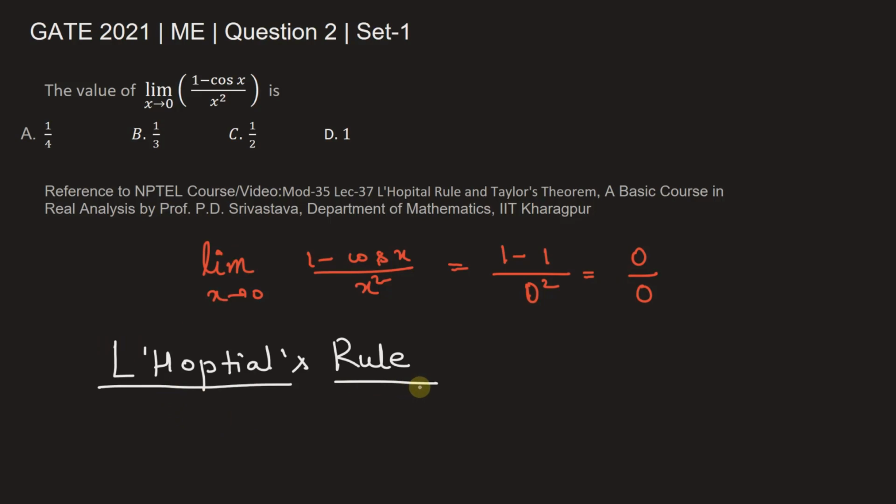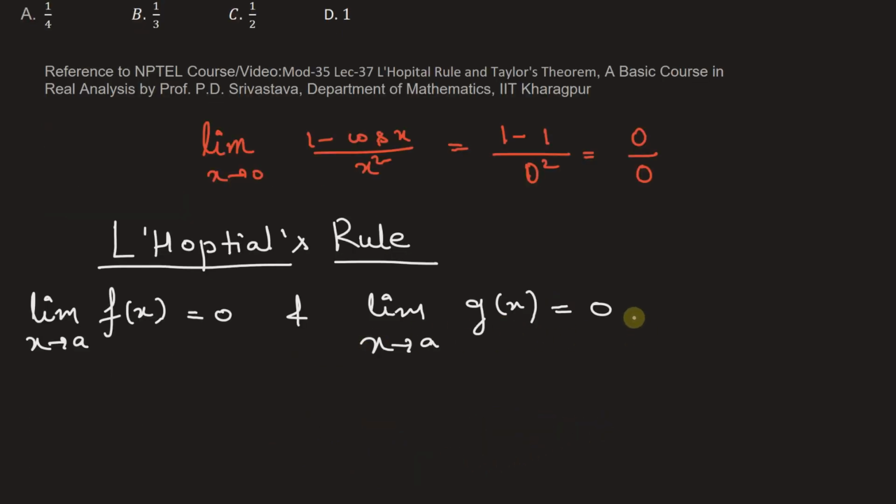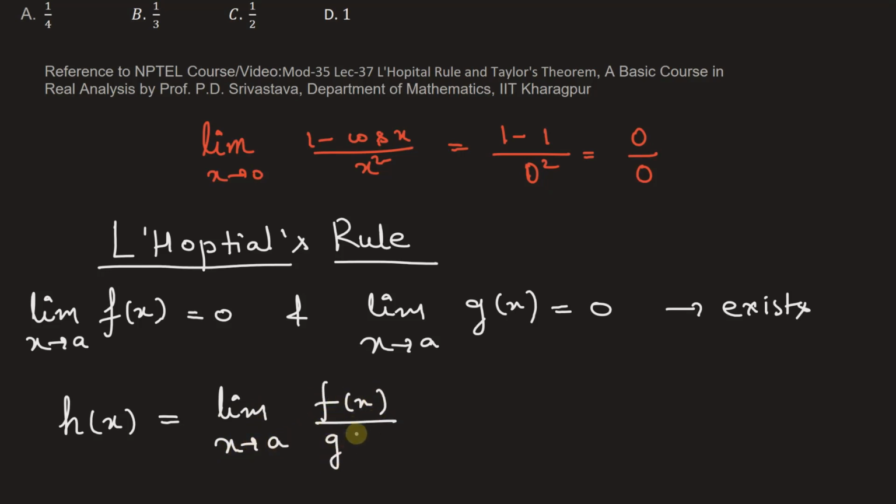Now let's understand what L'Hopital's rule says. It says suppose there is a function f of x, that is limit x tends to a, f of x equal to 0, and limit x tends to a, the function suppose g of x is equal to 0. Here f of x as well as g of x exist. Okay, so these two exist. Now according to L'Hopital's rule, some function h of x is equal to limit x tends to a, f of x by g of x.